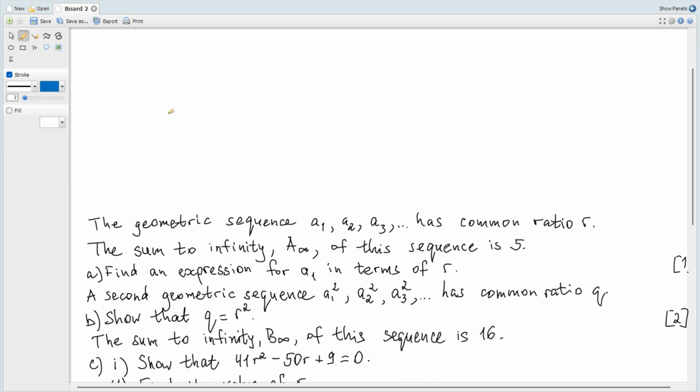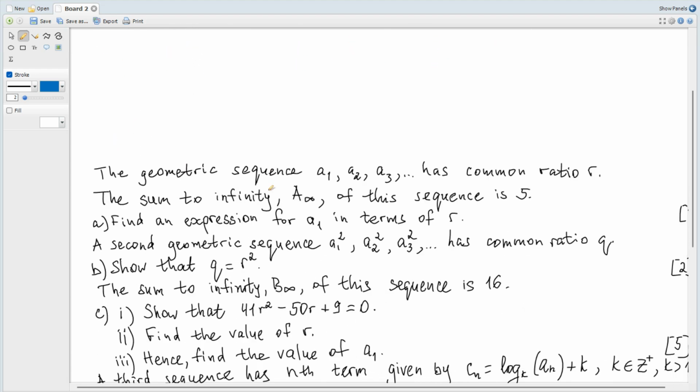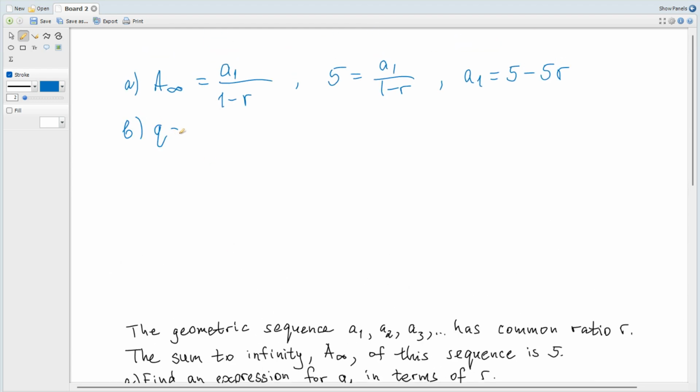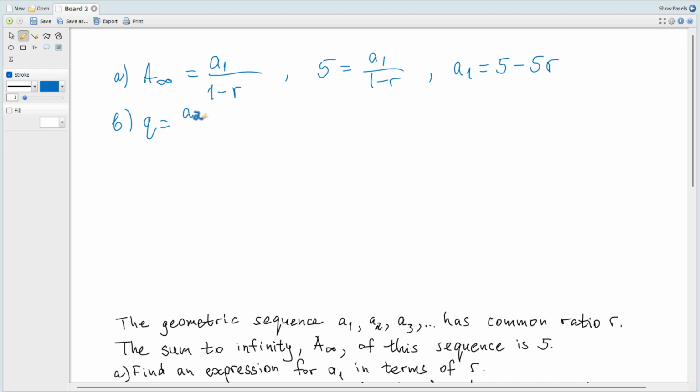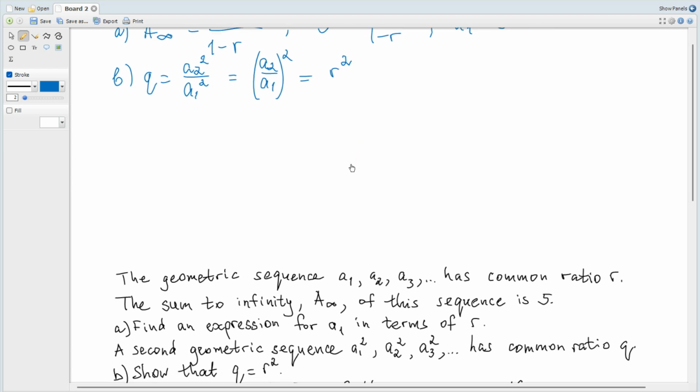A second geometric sequence a1 squared, a2 squared and so on has common ratio q. Question B shows that q is r squared. What is common ratio? It's any term divided by the previous, so we can say that q is a2 squared over a1 squared, which is a2 over a1 squared, but a2 over a1 is the common ratio of the first sequence, which is r, so it is equal to r squared as required.